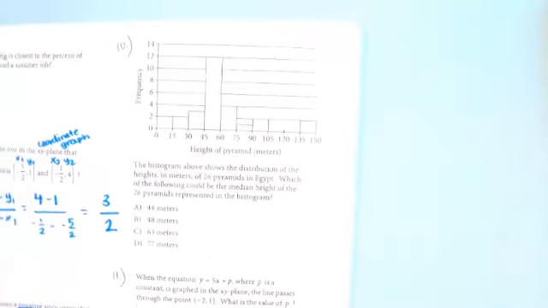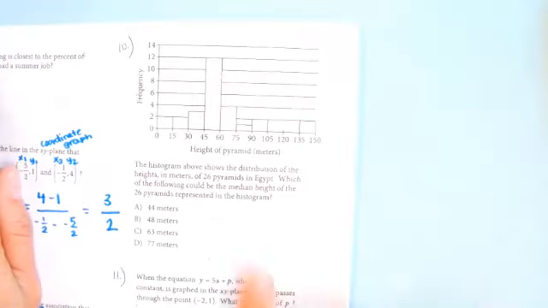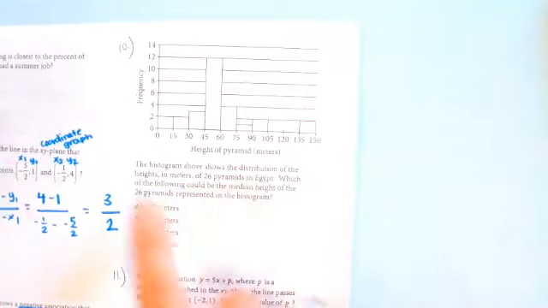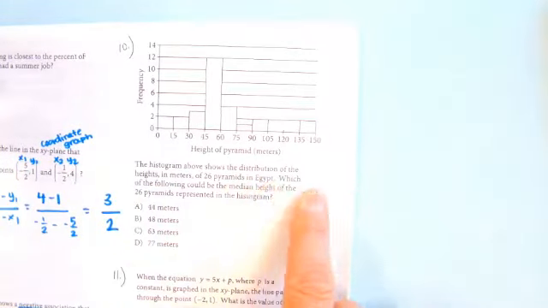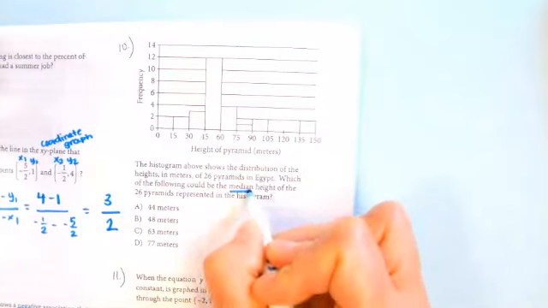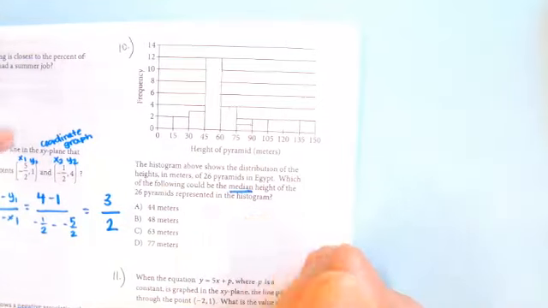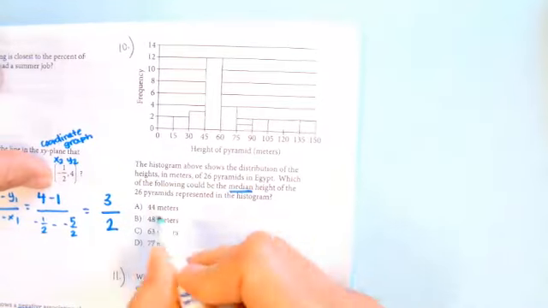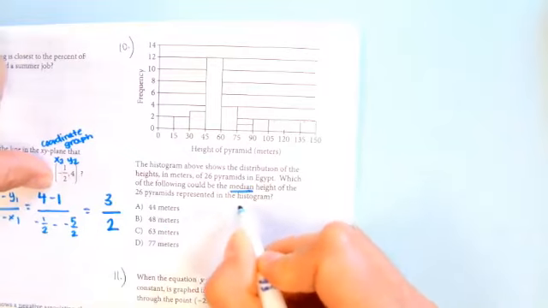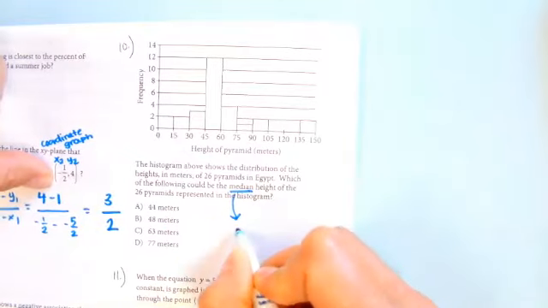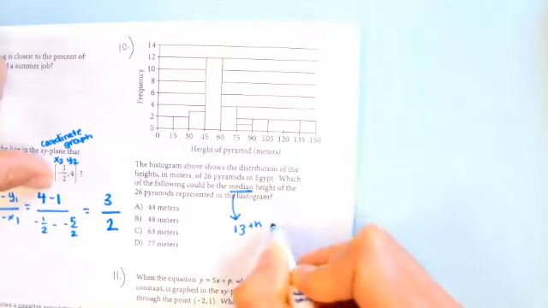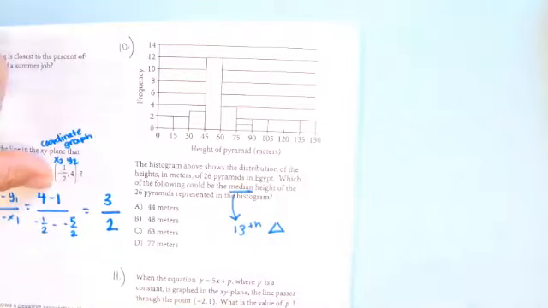All right, here we go. Number 10. The histogram above shows the distribution in heights in meters of 26 pyramids in Egypt. Which of the following could be the median? Median means the middle pyramid's height, okay, of the 26. So the middle pyramid, the middle of 26, we know is going to be the 13th pyramid.